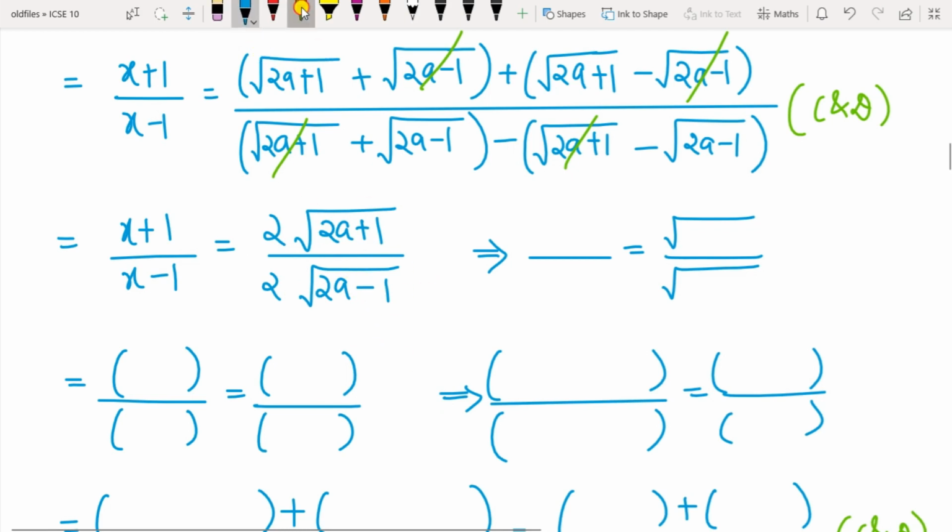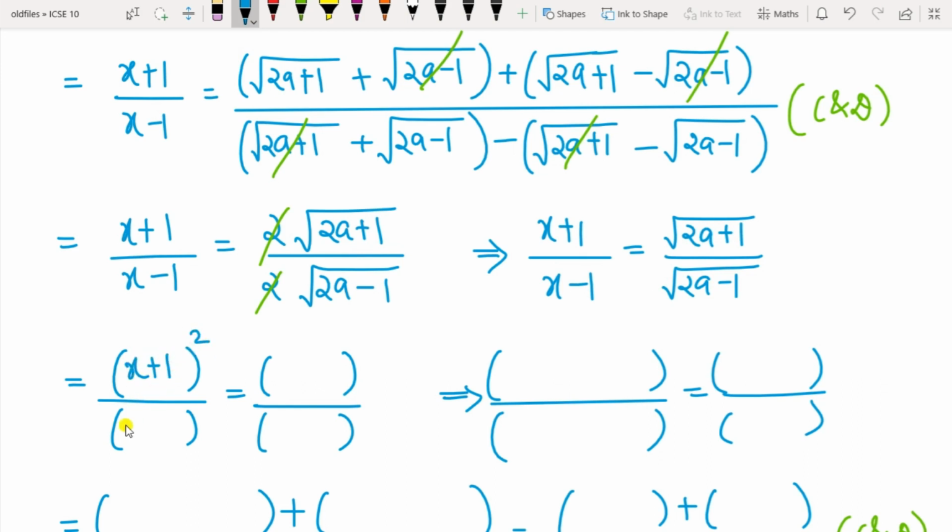Okay, from here now again 2 will get cancelled, so its remaining is (x plus 1) upon (x minus 1) equal to under root of (2a plus 1) upon under root of (2a minus 1). Now you have to remove the square root sign, so square on both the sides. So this will be (x plus 1) the whole square upon (x minus 1) the whole square equal to (2a plus 1) upon (2a minus 1). Write the square, its expansion.